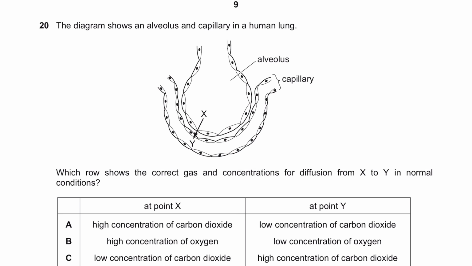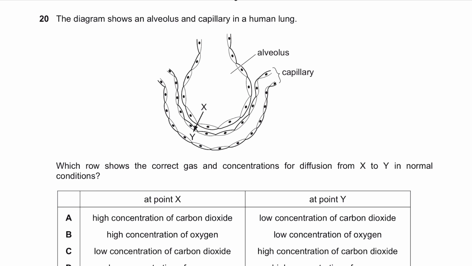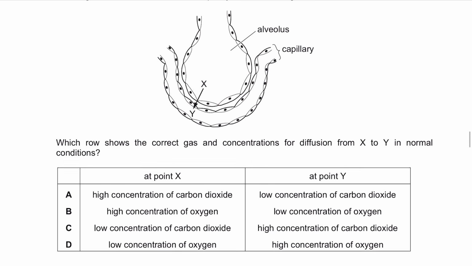Question 20. The diagram shows an alveolus and capillary in a human lung. This is a famous diagram as well. Which row shows the correct gas and concentrations for diffusion from X to Y in normal conditions? At point X, we have to choose if there is high concentration of carbon dioxide or oxygen or just low concentration of them.